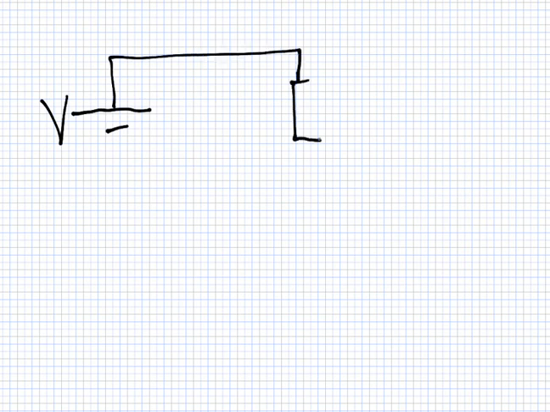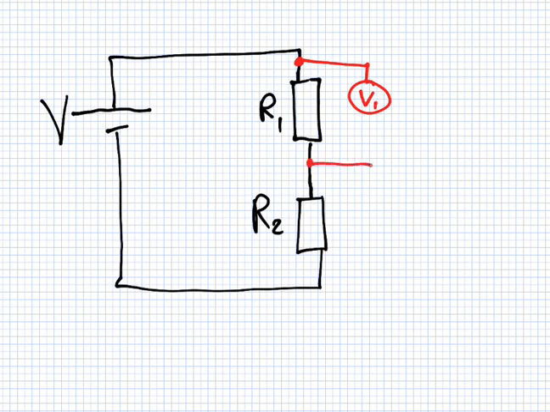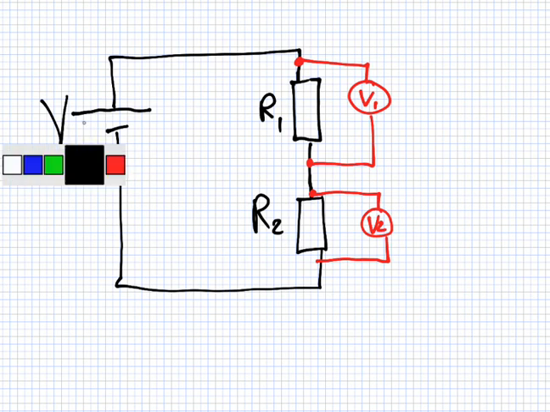Okay, so there's a special type of circuit I want to look at, like this. You have your battery with voltage V, and then you have R1, and then we have R2. So as you know, the voltage here, I'll say V1, and then the voltage here, V2, they're going to be different, but the total should still be V. So let's work out what it is.